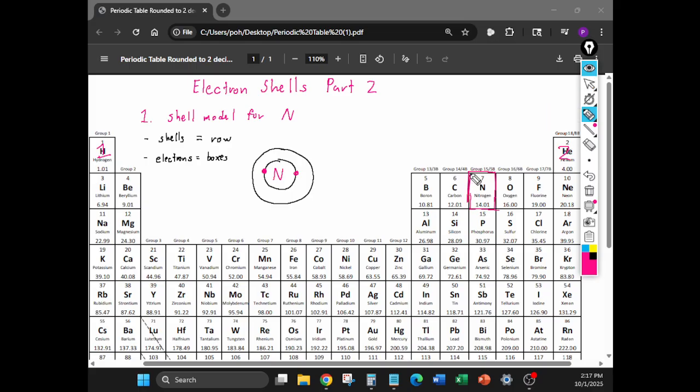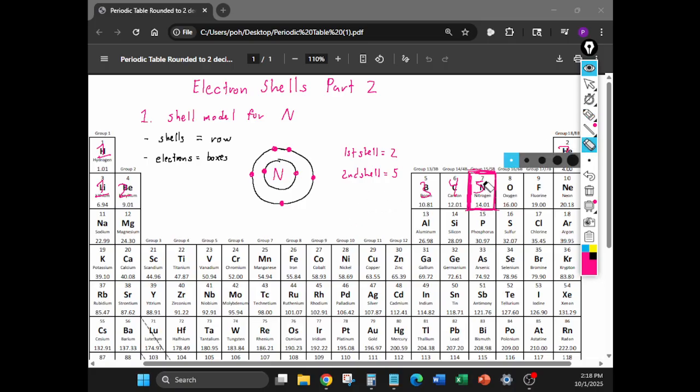Now for the second row, we just need to count until we get to the element we're interested in, so nitrogen. So we're going to count the boxes. It's box number 1, 2, 3, 4, and 5. So we're going to have 5 electrons in the second shell. The first shell is going to have 2, and the second shell is going to have 5. I'm writing it here just so that you guys can see it, and that's pretty much how we draw a shell model. It's pretty simple. You just count boxes and count rows.